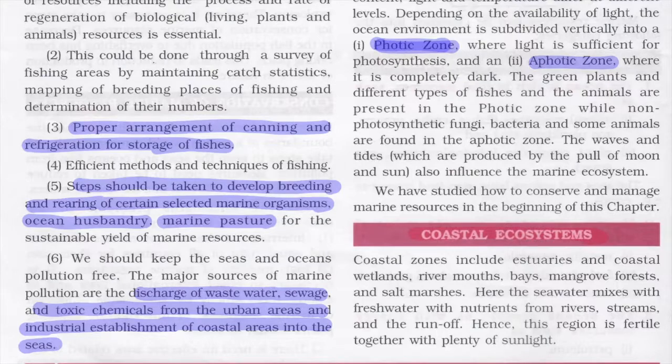Coastal ecosystem. These coastal zones include estuaries and coastal wetlands, river mouths, bays, mangrove forests and salt marshes. Here the seawater mixes with the fresh water with nutrients from rivers, streams and runoff, and hence this region is fertile, together with plenty of sunlight.